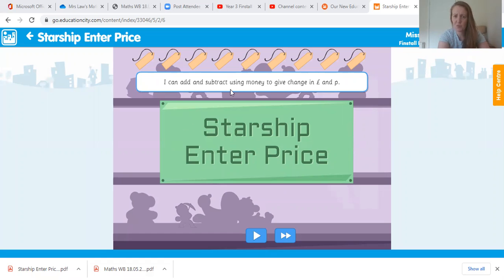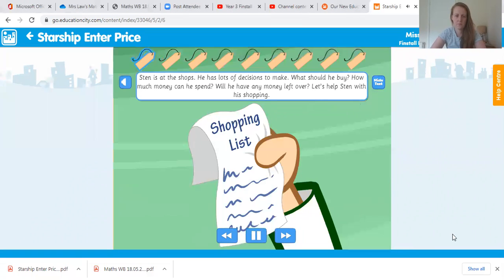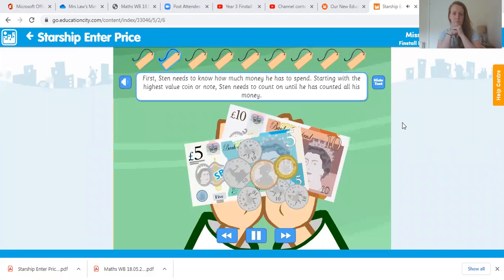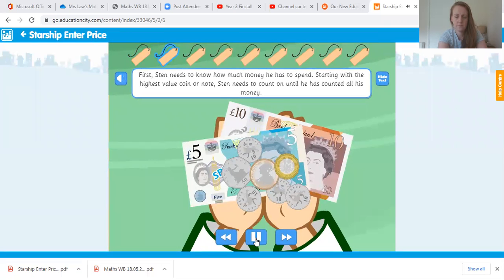I will add and subtract using money to give change in pounds and pence. Stan is at the shops. He has lots of decisions to make. What should he buy? How much money can he spend? Will he have any money left over? Let's help Stan with his shopping. First, Stan needs to know how much money he has to spend. Starting with the highest value coin or note, Stan needs to count on until he has counted all his money.